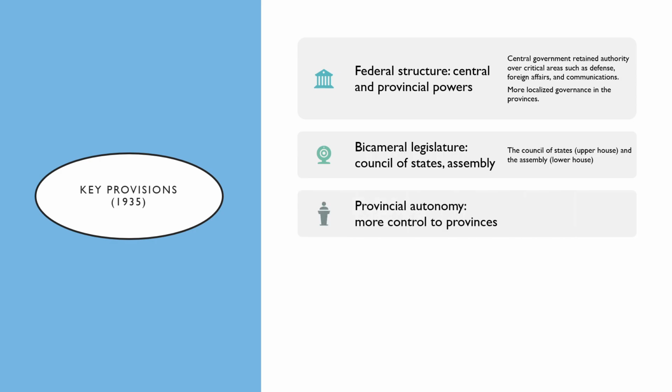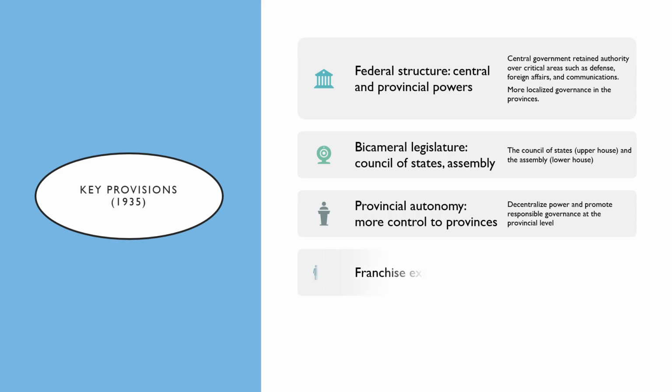Next one is provincial autonomy. The Act significantly increased provincial autonomy, allowing provinces more control over their internal affairs. Governors were now required to act on the advice of ministers in most matters, marking a substantial shift towards self-governance. This provision aimed to decentralize power and promote responsible governance at the provincial level.